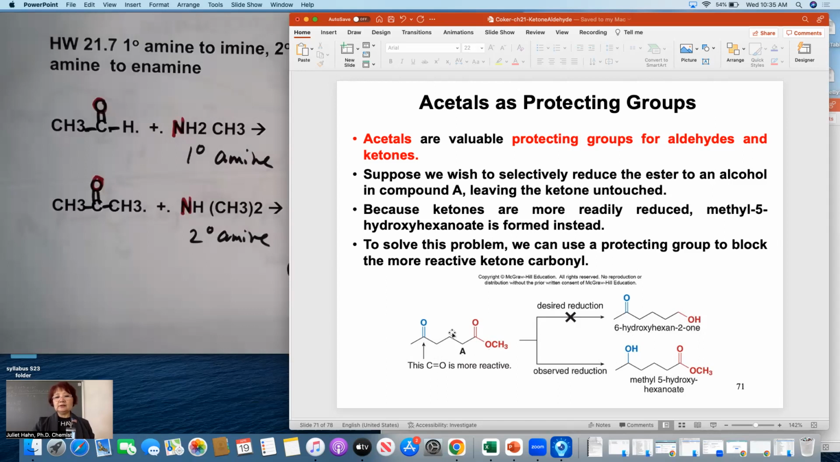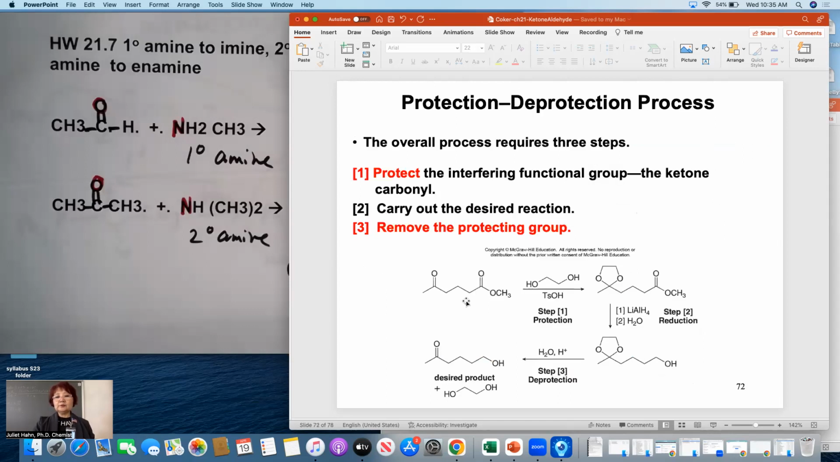So how would you protect that group? You would protect that group by using the protection step, where you've got a diol, you turn the ketone into an acetal. You do the reduction on the ester, and then you add water to it and go back to the ketone. So you deprotected the ketone. So that's the protection, deprotection process. I don't think there's going to be a synthesis problem on the next test where I ask you to do this, but you've seen it.